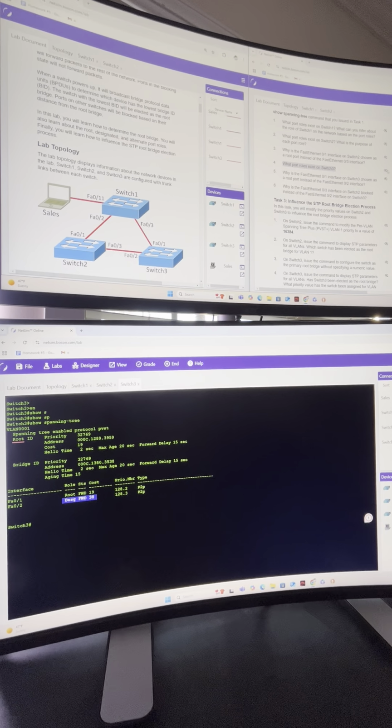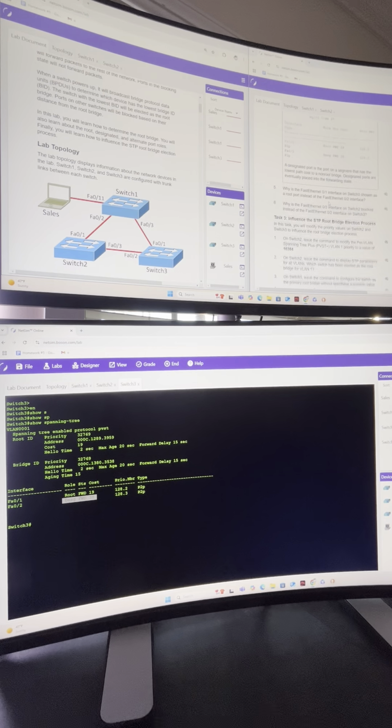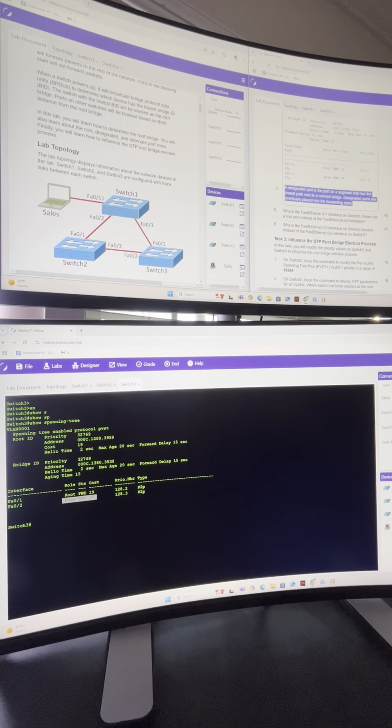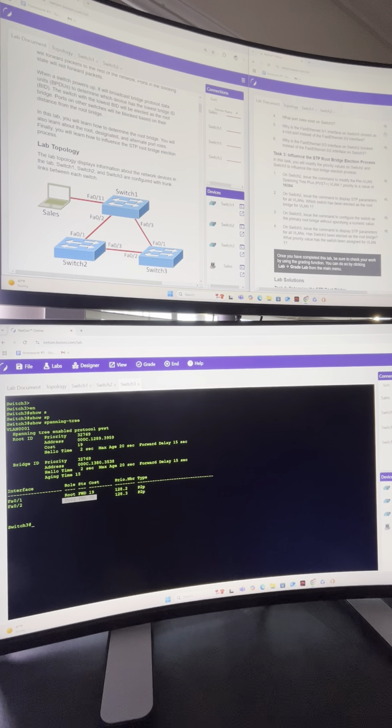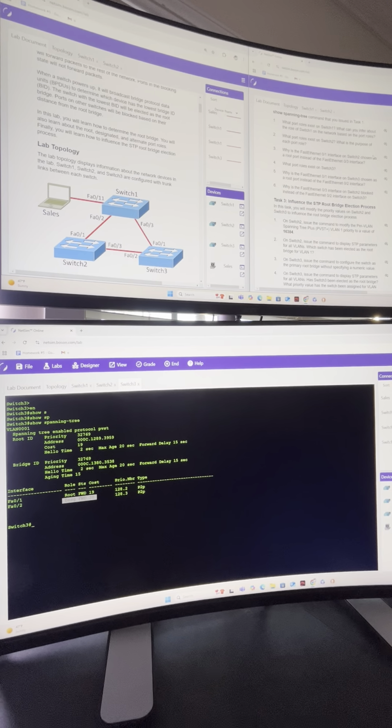So let's see what Boson is going to say. It says a designated port is a port on a segment that has the lowest path cost to a non-root bridge. Designated ports are eventually placed into the forwarding state. So yes, we have a root port and we have a designated port on switch 3. That is the connection over to this non-root switch right here, which is switch 2.